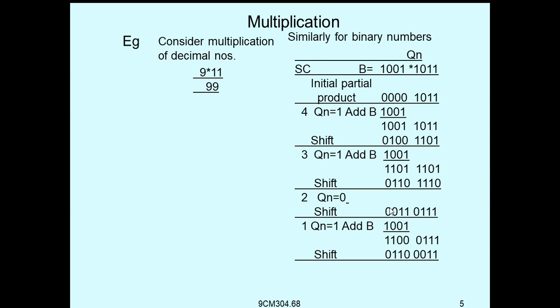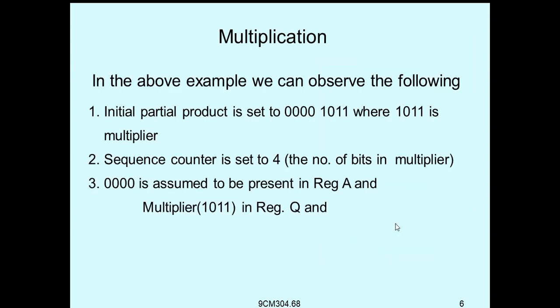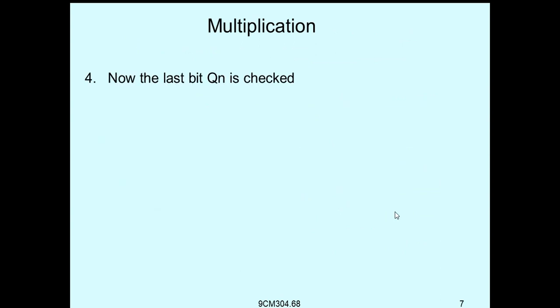So perform the addition operation: add B to the A, and then we get the result. So once again perform the shift. Like this we can perform the multiplication. So that only I told here.